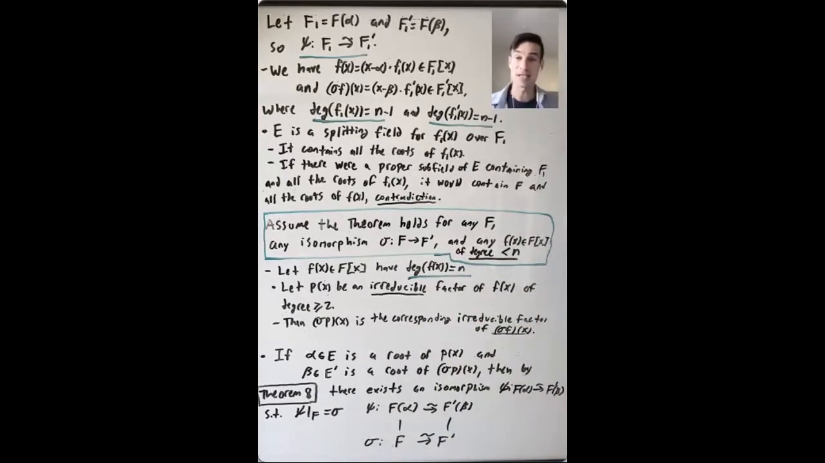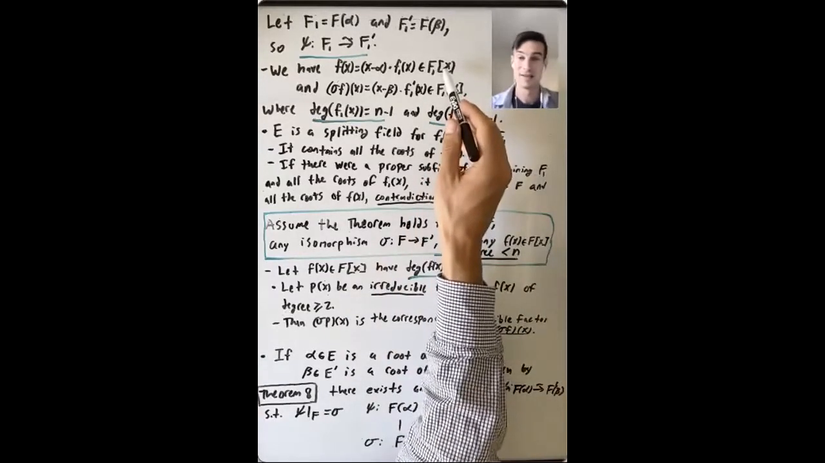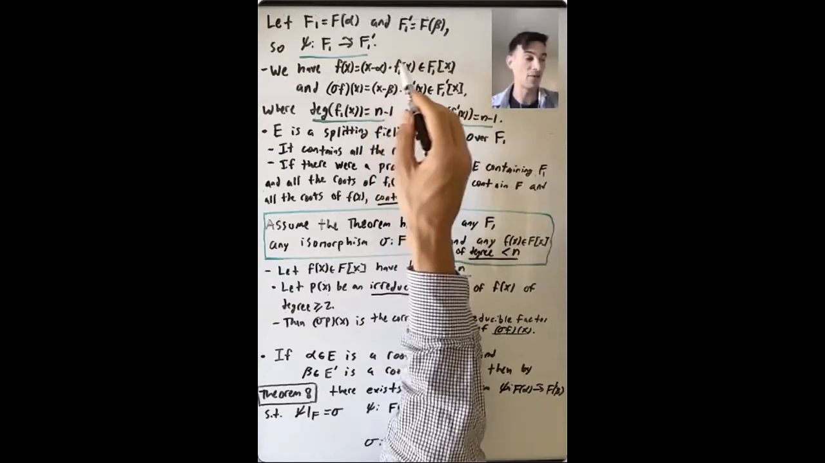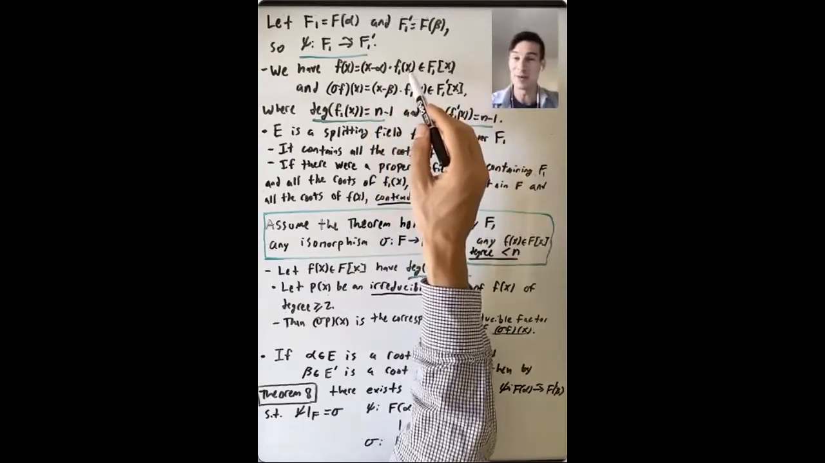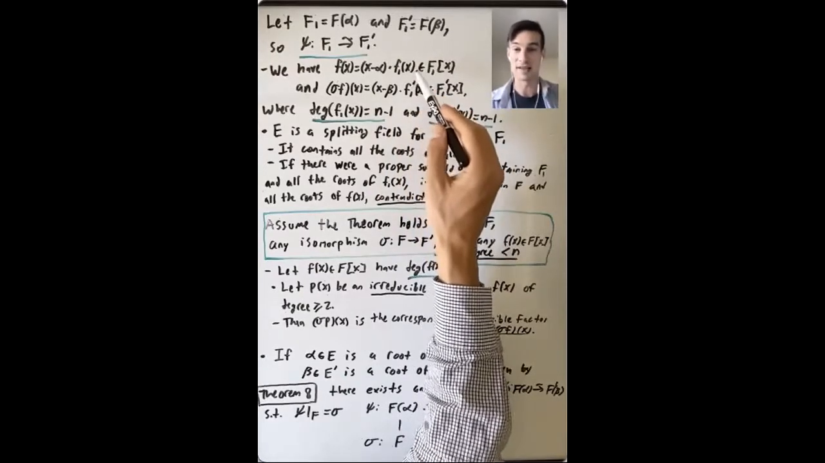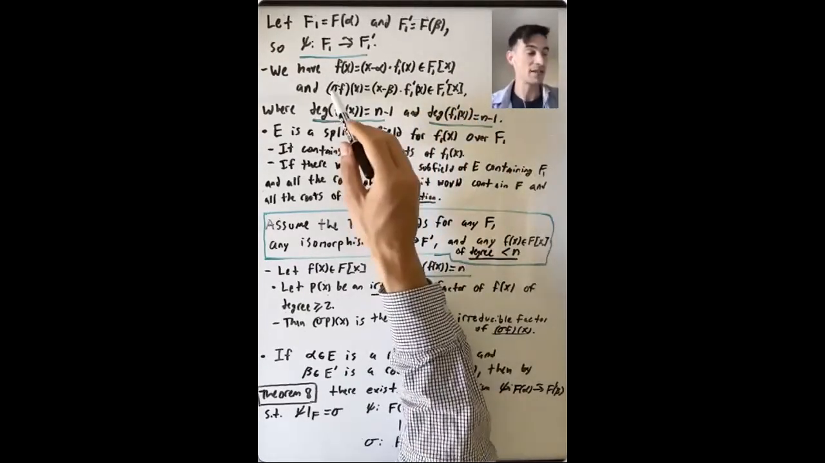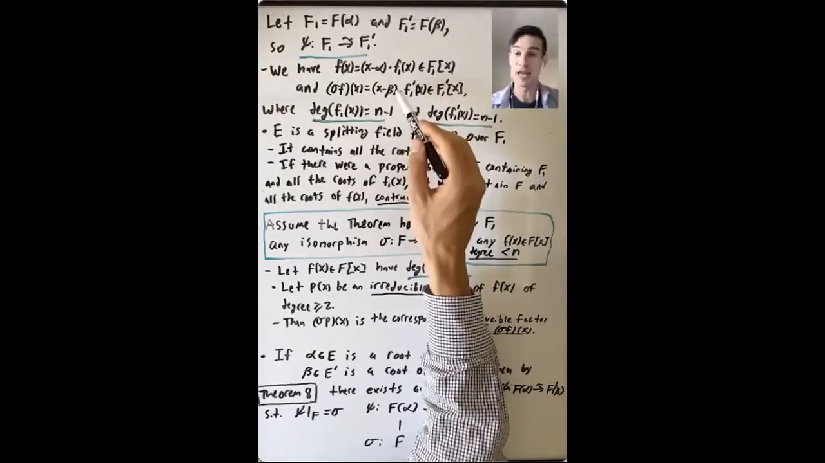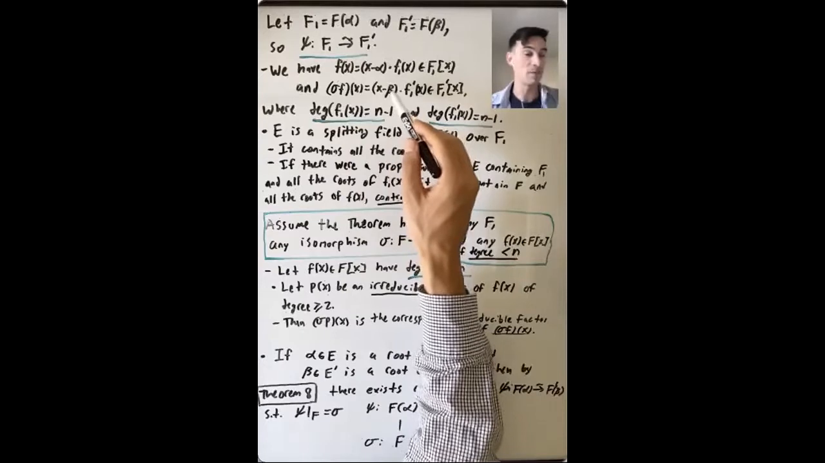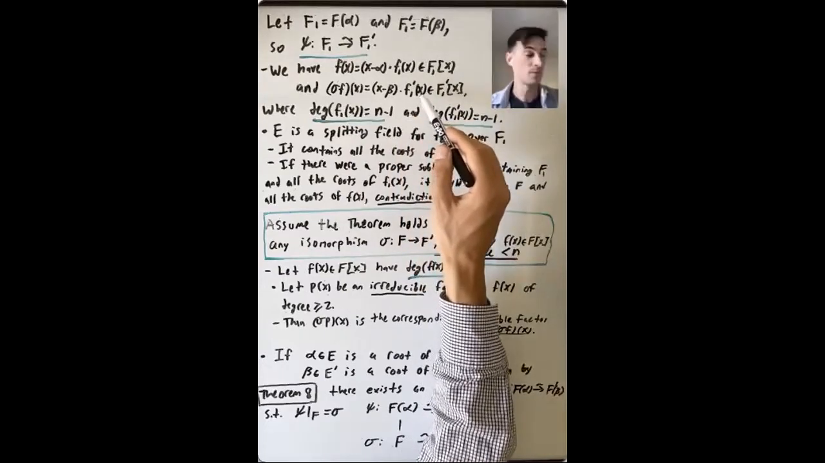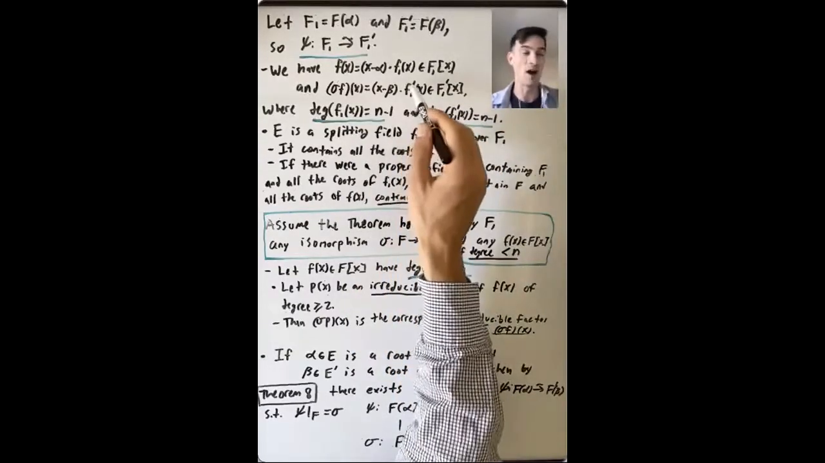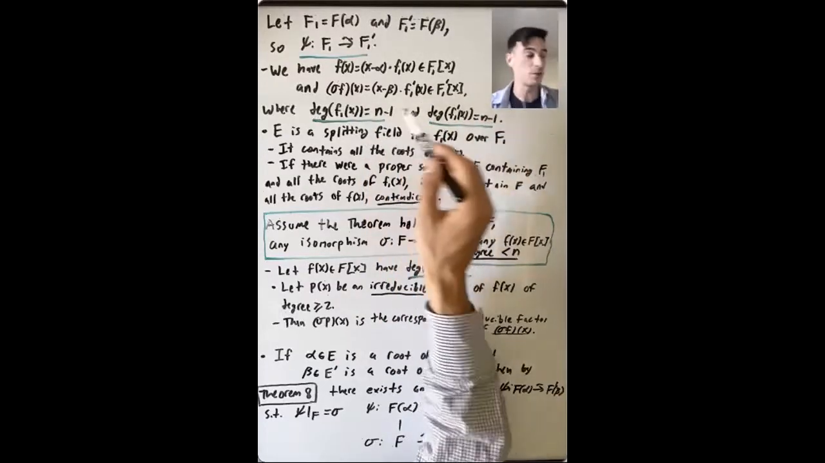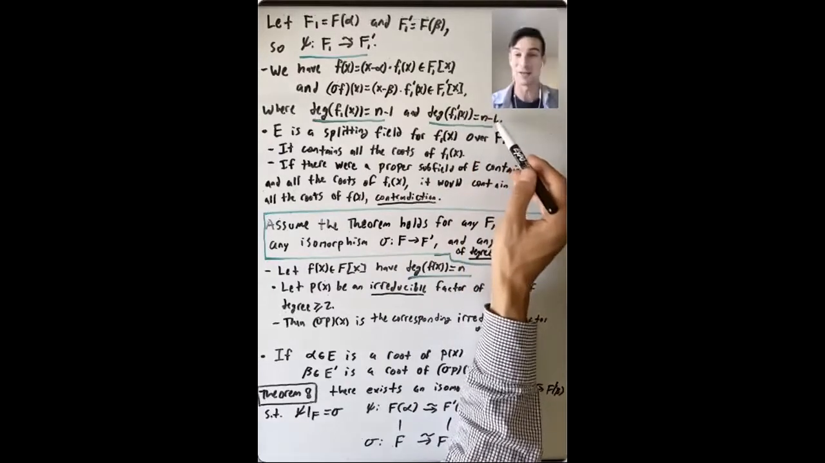Well, how does f of x factor in F1 bracket x? We have this root alpha, so we get a linear factor. We have x minus alpha times something of degree n minus 1 that we'll call f1 of x. Similarly, how does sigma of f factor in F1 prime bracket x? Well, we have a root beta, so we have this linear factor. So we get x minus beta times f1 prime of x. This is a polynomial. And the important thing is that the degree of f1 is n minus 1, and the degree of f1 prime is also n minus 1.